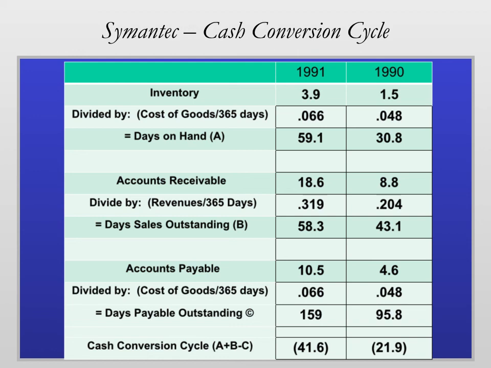Now, one could argue that days payable outstanding of 160 days might be a little long, and in this instance, it may be just kind of a one-time event. But you can even see in 1990, they still took 96 days to pay their vendors. So in this situation, Symantec looks like it's effectively utilizing their cash flow, basically playing what we call the float, putting off paying their vendors, yet getting their customers' and inventory cash flow to come in before they owe their outside vendors.